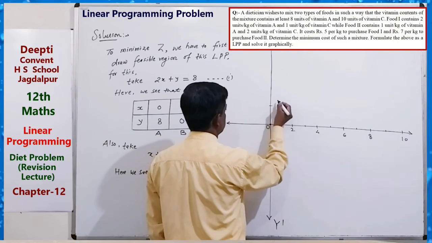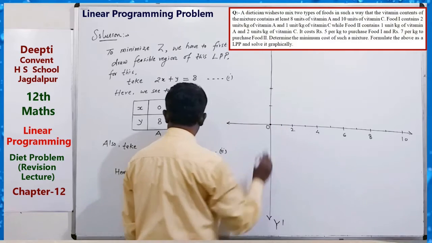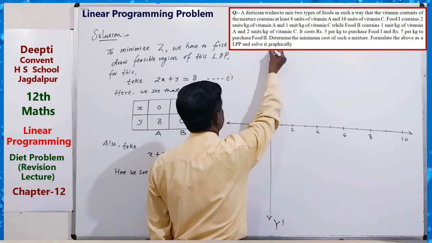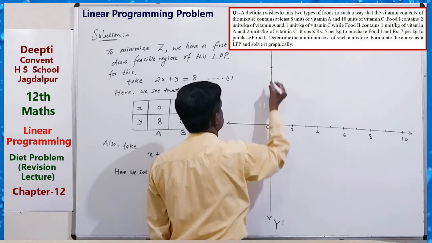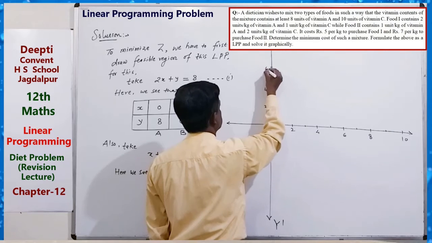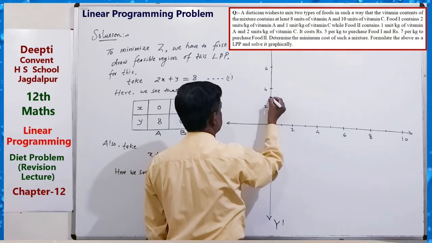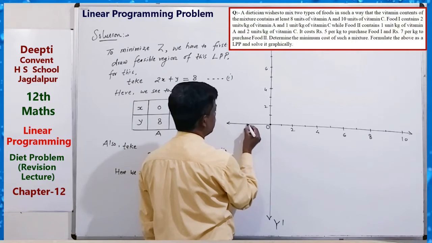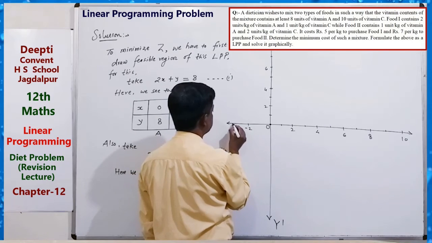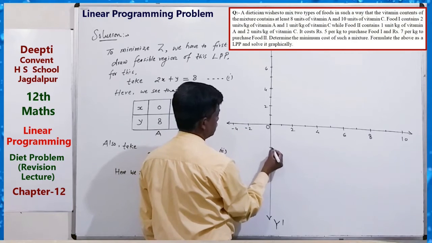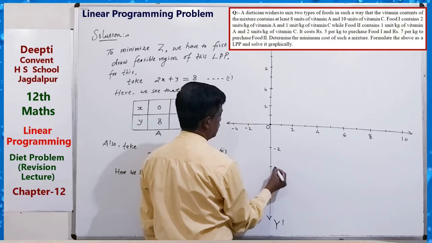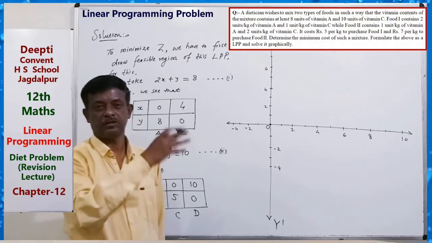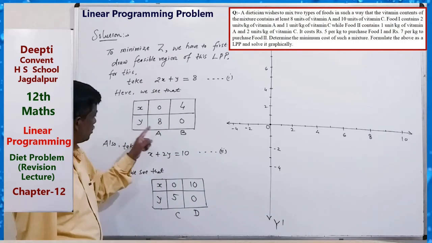Similarly for y, the value of y ranges up to 8: 2, 4, 6, 8, and 1, 3, 5, 7. Similar values we can take as negative: -2, -4. Just draw the scale.